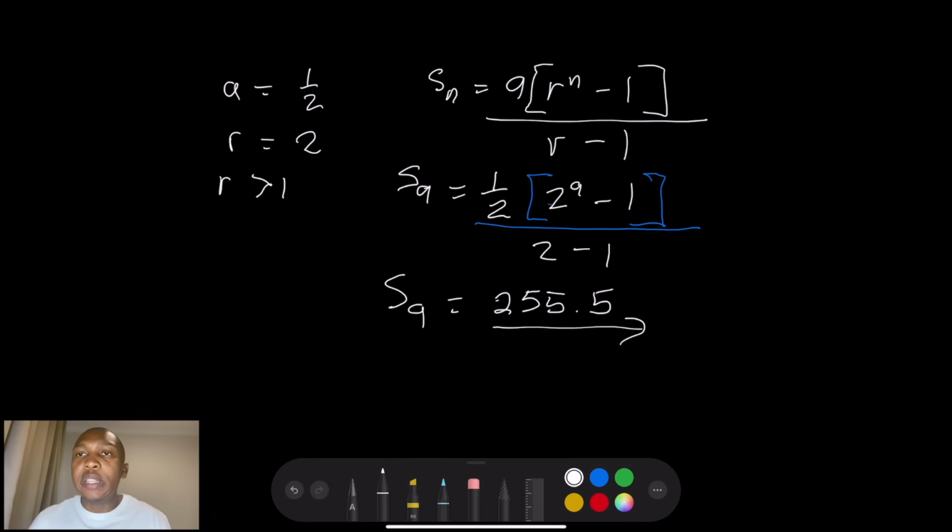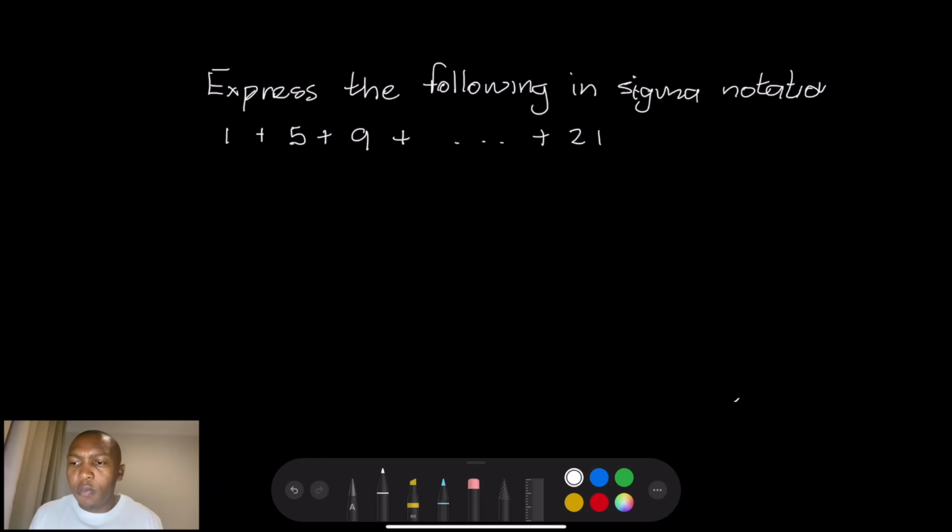What happens in a series when we are given the series, and we want to express it in sigma notation? Okay, let's look at that quickly. All right, so quickly let's look at this. They say express the following in sigma notation. Okay, my board got cut there. So that's 1 plus 5 plus 9 up until 21.